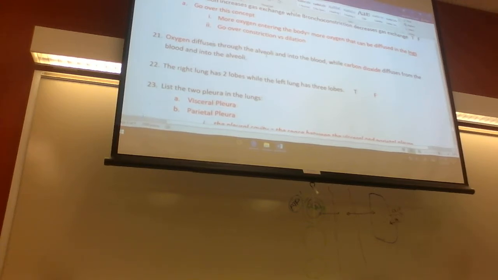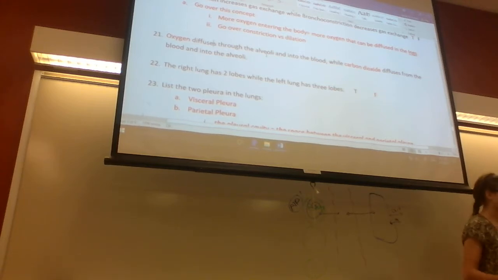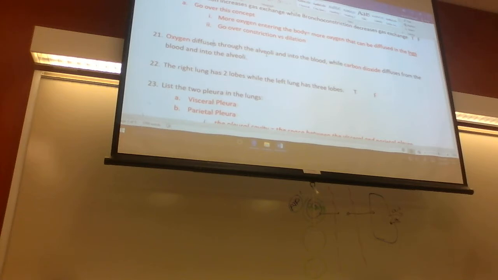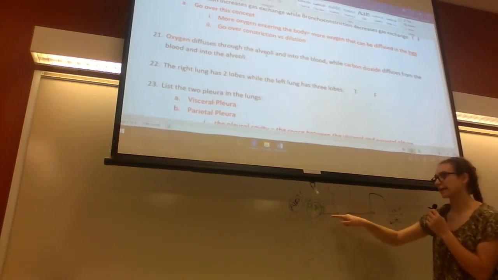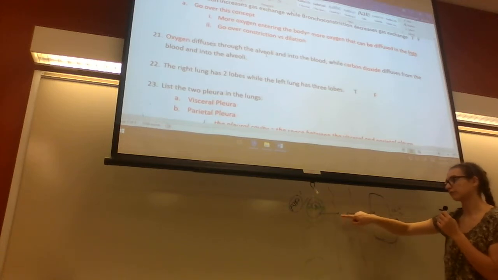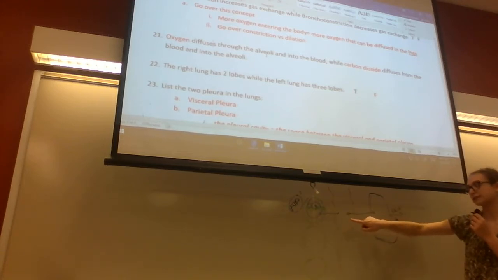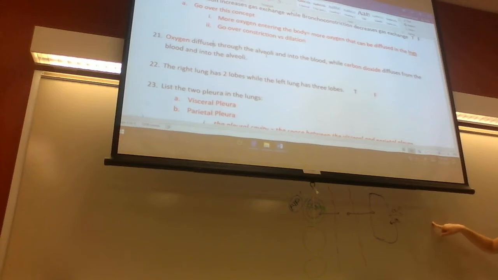Number 21, oxygen diffuses through the alveoli into the blood, while carbon dioxide diffuses from the blood to the alveoli, because our body cells want to take in oxygen and they want to get rid of carbon dioxide. So carbon dioxide goes back to our lungs and we can breathe it back out. Those fill in the blanks are pretty straightforward.